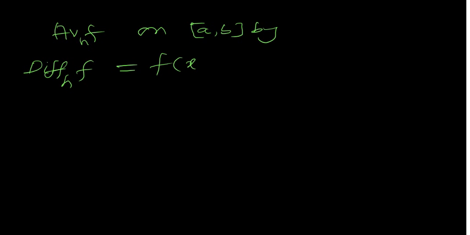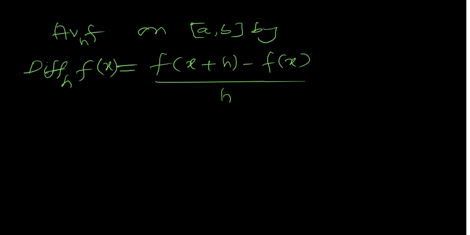On the interval [a, b], the divided difference of f evaluated at x is equal to f of x plus h minus f of x, divided by h. Since x lies in [a, b] and h is a positive number less than or equal to 1, x plus h lies in [a, b+1]. That's why we extended this function to [a, b+1]: h is at most 1 and x is at most b, so x plus h is at most b plus 1.